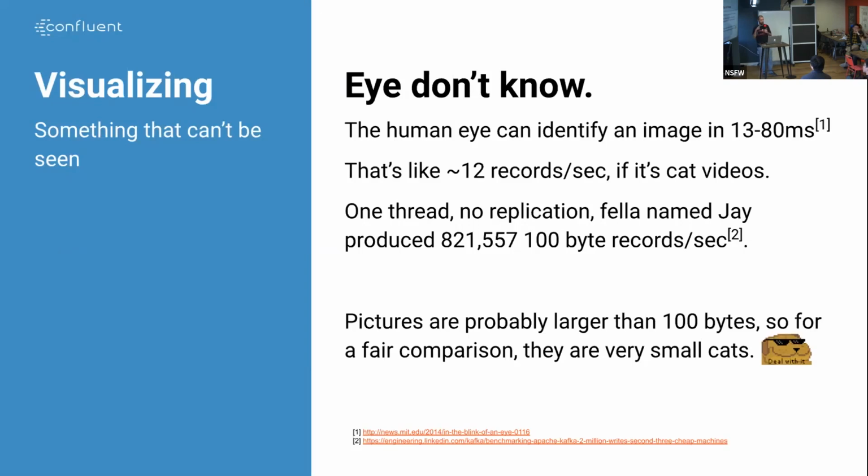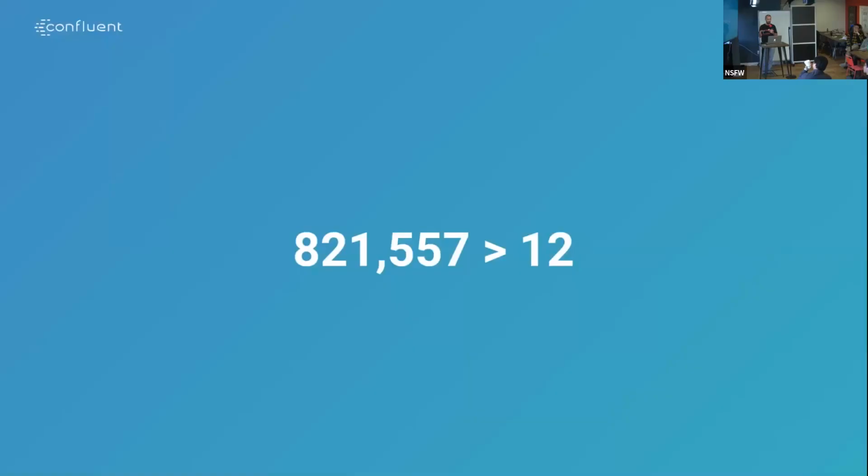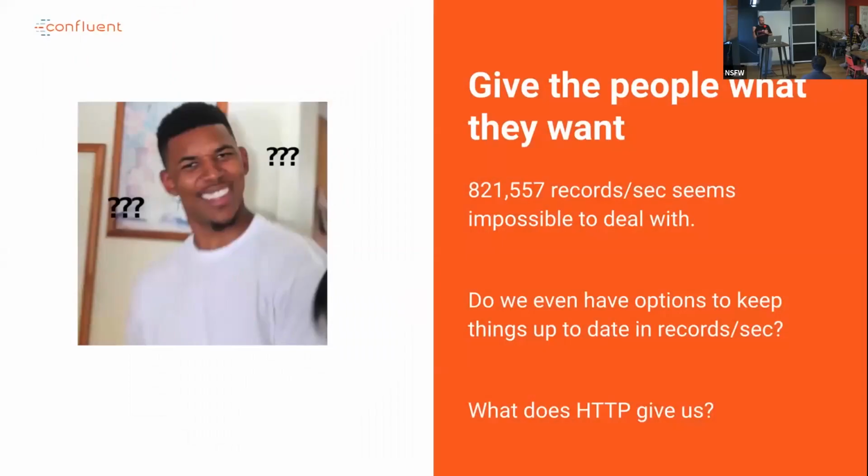And so when we are looking at trying to visualize this, if you're going to take anything away from this talk, I just want to be sure that you know that 821,557 is larger than 12. But what if we actually tried to see all 800,000 of those? Users of Kafka are not necessarily going to be sure whether they want to do that. They're going to think, oh, I just want to see everything. I don't really care what it is. So if that is the assumption that we go with, do we even have options to do that?